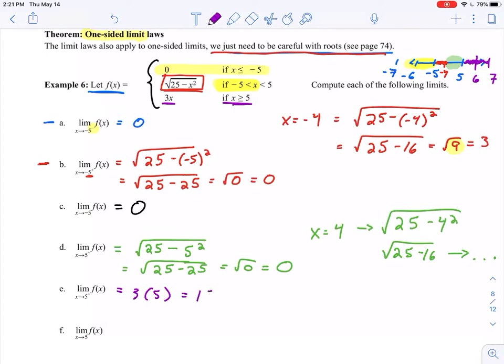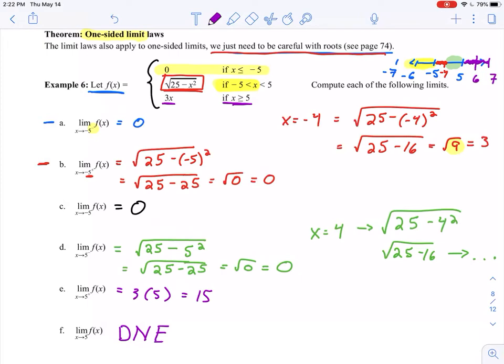Part F should follow fairly naturally then, because I can just look at parts D and E. So the left-hand limit was 0, the right-hand limit was 15. So the two one-sided limits in this case do not agree. They're not the same number, which means that the two-sided limit then does not exist or is undefined here. There's no work to show for that. I've already shown my work in parts D and E.